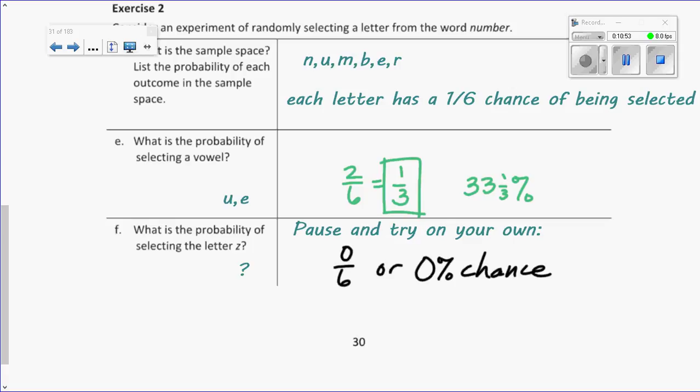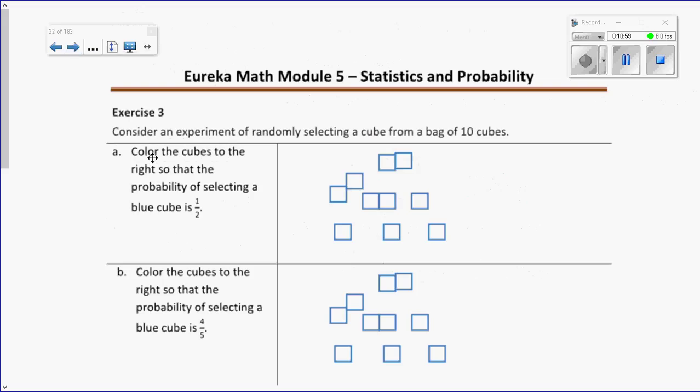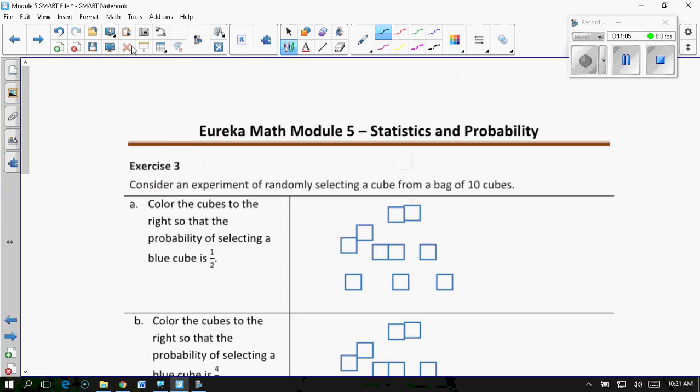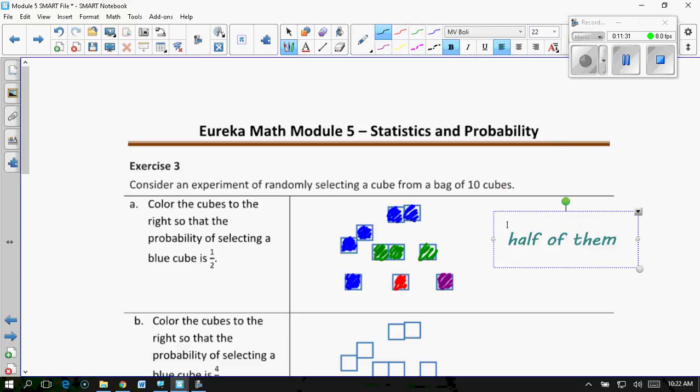All right, for exercise 3, consider an experiment of randomly selecting a cube from a bag of 10 cubes. So we know that there's 10 cubes. Let's color them so that the probability of selecting a blue cube is 1/2. Okay, and it doesn't say what the other colors are, so you can make them all one color. You could even make them different ones. But half of them, 5, are blue.